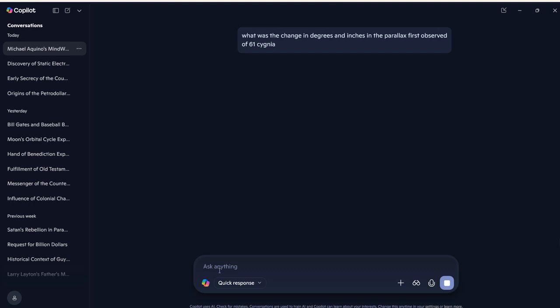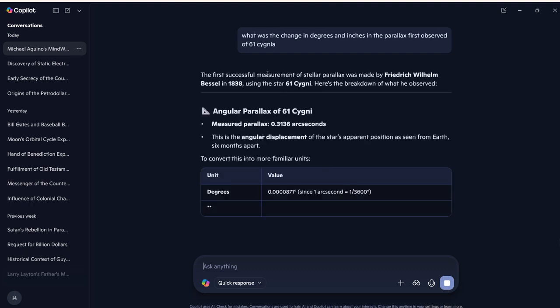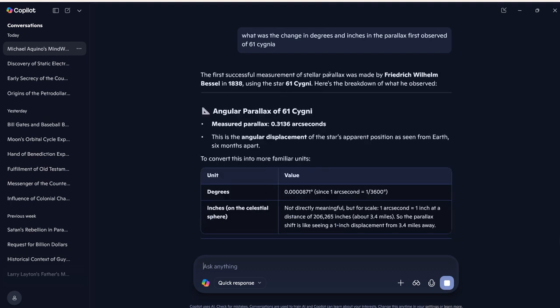The first successful measurement of stellar parallax was made by Friedrich Wilhelm Bessel in 1838 using the star 61 Cygni. Here's the breakdown of what he observed. Measured parallax: 0.336 arc seconds.